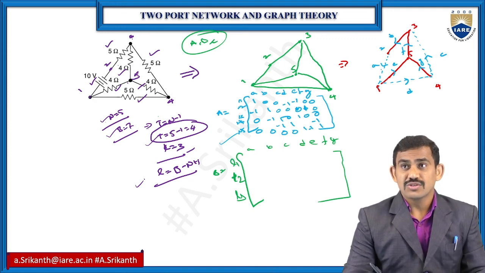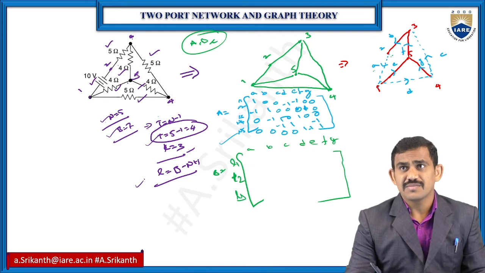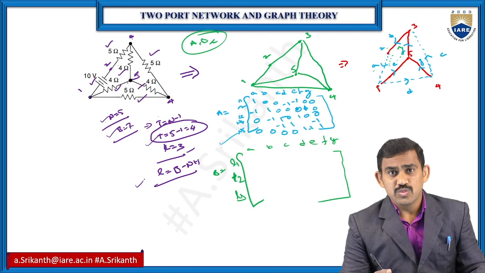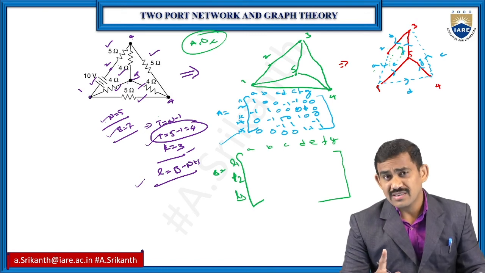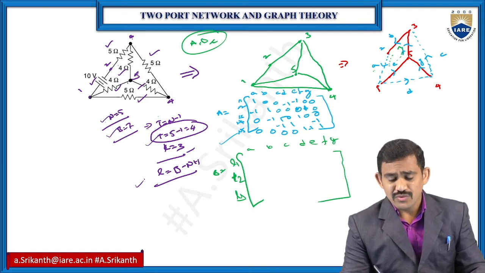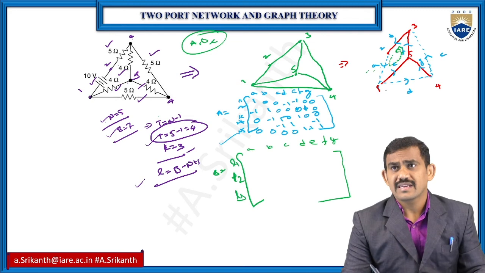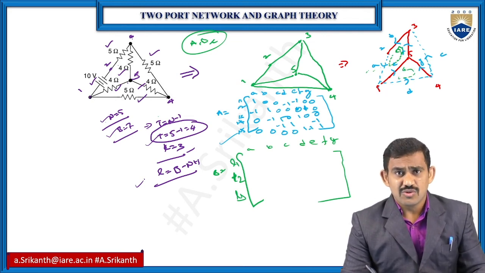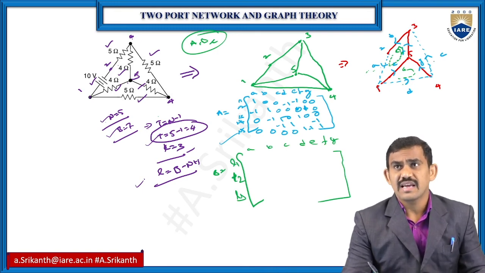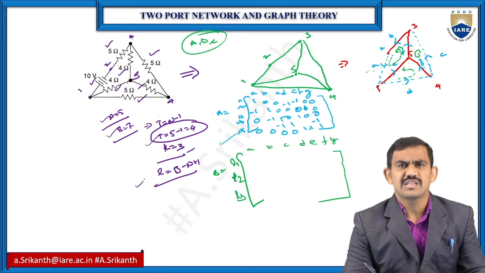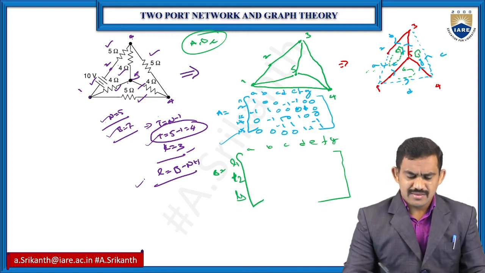Then go for the loops. So using a link, this is my loop. In a closed path, I require only one link, one co-tree. So which co-tree are you using? That is A co-tree. So this is my loop. And coming to B, this is my loop. As you observe, for each loop, I require only one co-tree. Here I have only one co-tree. This is my loops, three loops. Then write the matrix.